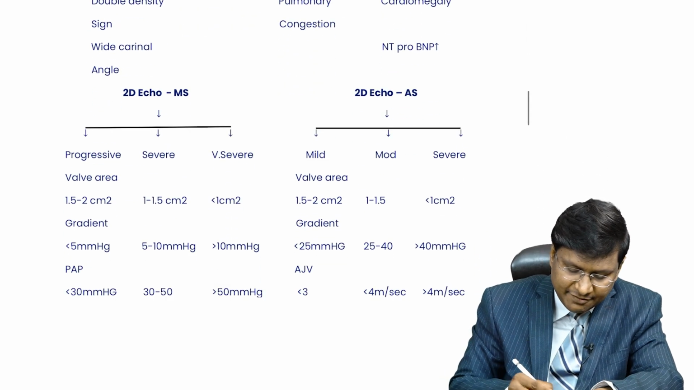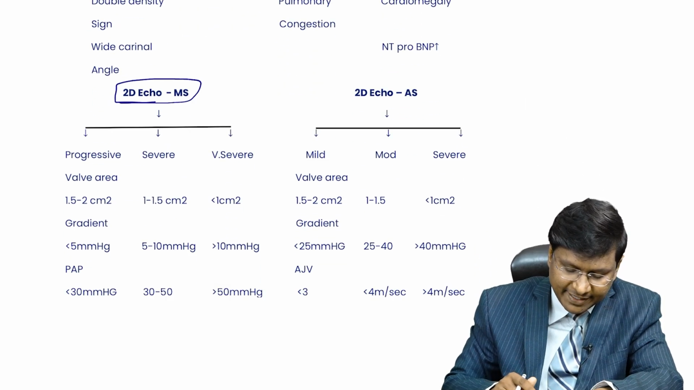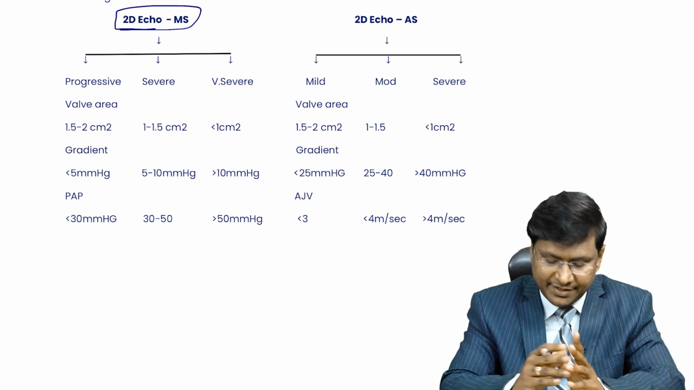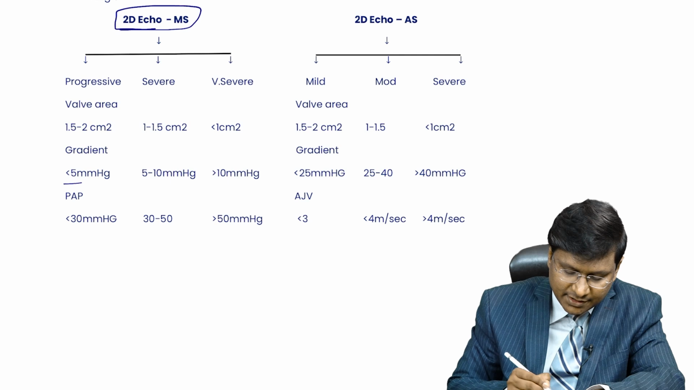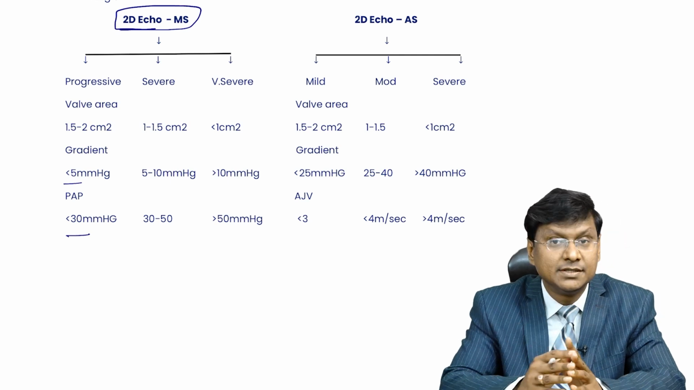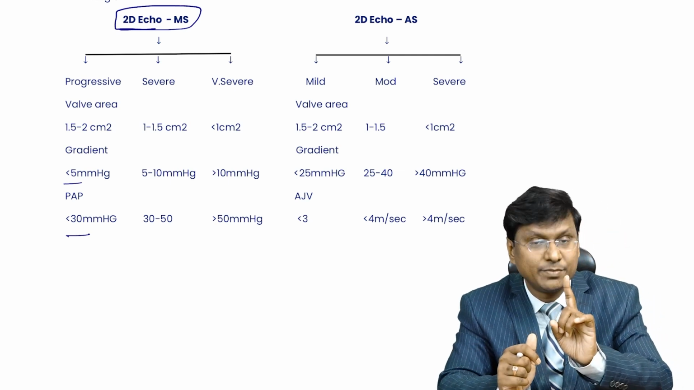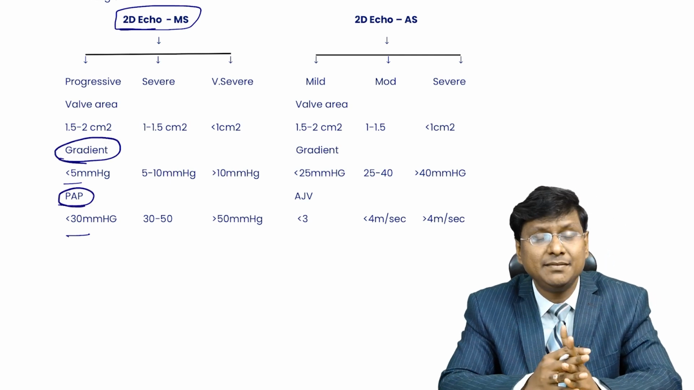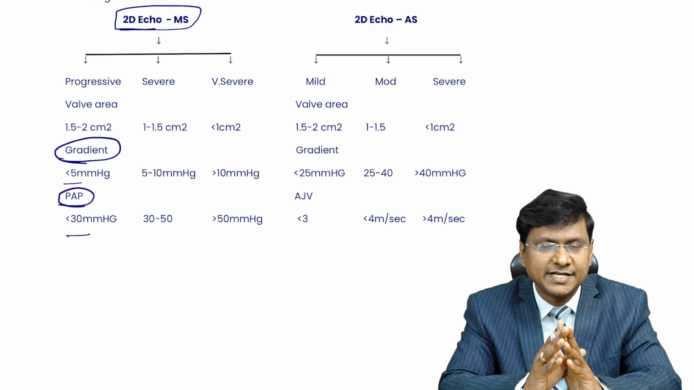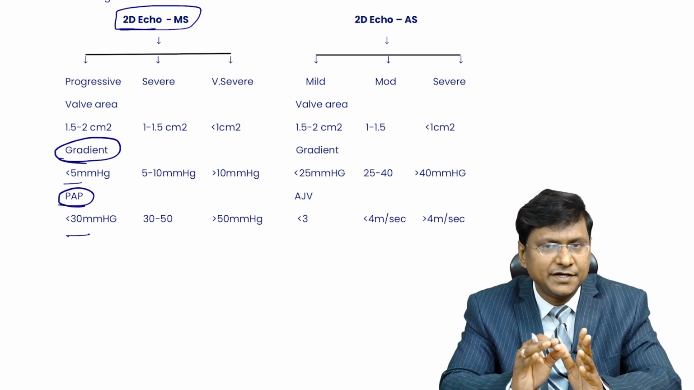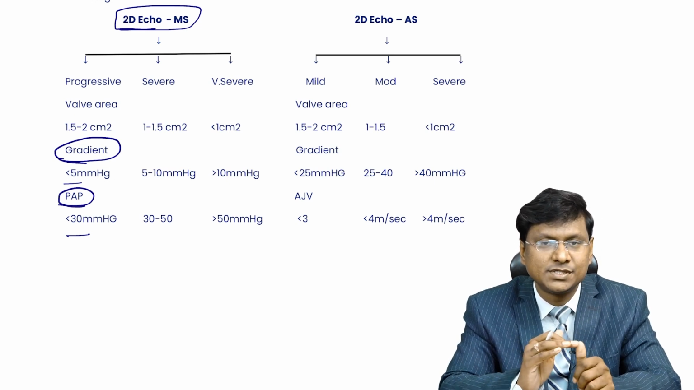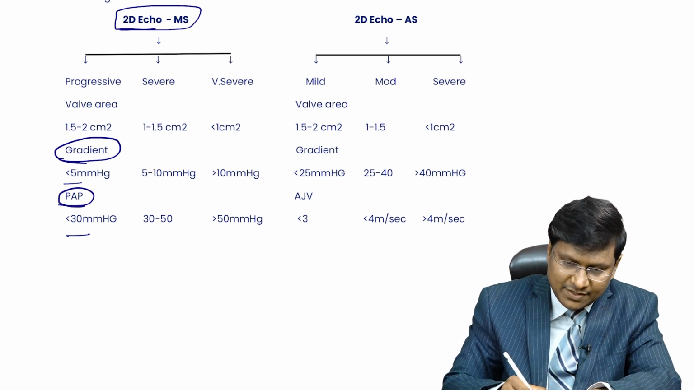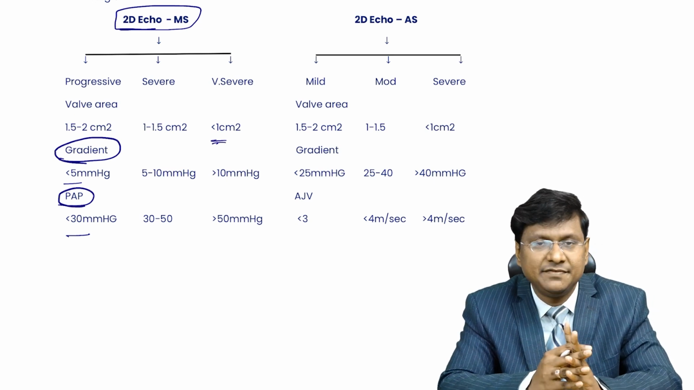Okay, first of all, let me tell you the 2D echo in case of mitral stenosis. In mitral stenosis, apart from estimating the valve area, you will also be able to make out the gradient across the valve, as well as the pulmonary artery pressure. So first is the valve area. 1.5 to 2 will be progressive mitral stenosis, 1 to 1.5 will be severe mitral stenosis, and less than 1 centimeter square will be very severe mitral stenosis.